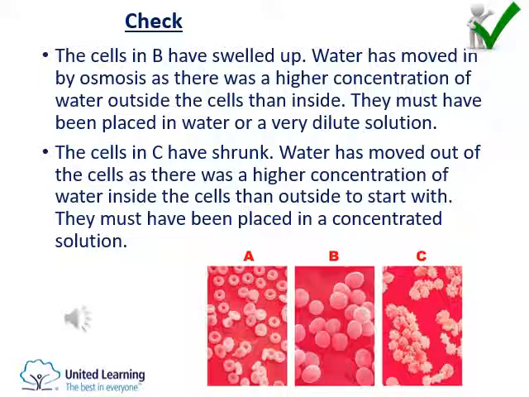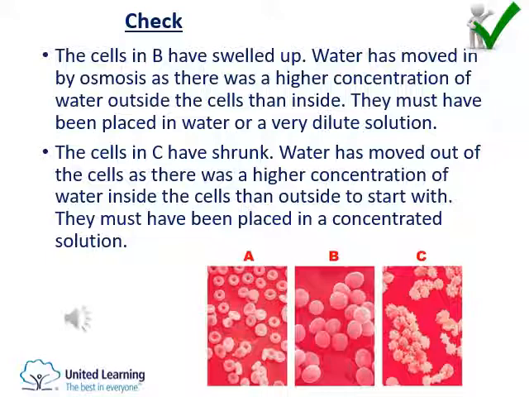Well done for having a go at that, guys. So, in B, we can see the blood cells have swelled up. This must mean that water has moved into the cells. There must have been a higher concentration of water outside the cells than inside, so they must have been placed in water or a very, very dilute solution.